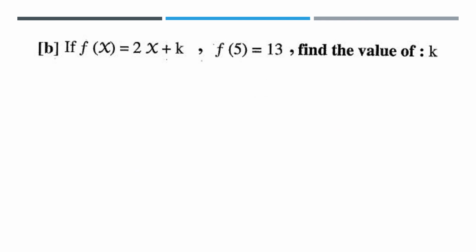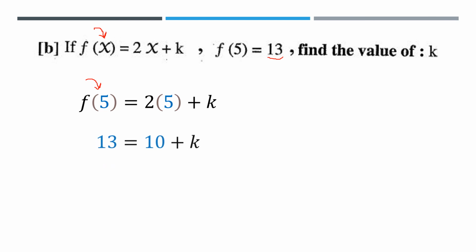The last question in this exam, part B. If f of x equals 2x plus k, and f of 5 equals 13, find the value of k. First I will substitute. Instead of x I will put 5. So f of 5 equals 2 times 5 plus k. He already gave me that f of 5 equals 13. I will substitute: instead of f of 5 I will put 13 equals 10 plus k. Take this 10 and put it on the other side with a negative sign, so negative 10. 13 minus 10 gives 3. So k equals 3 is the answer.